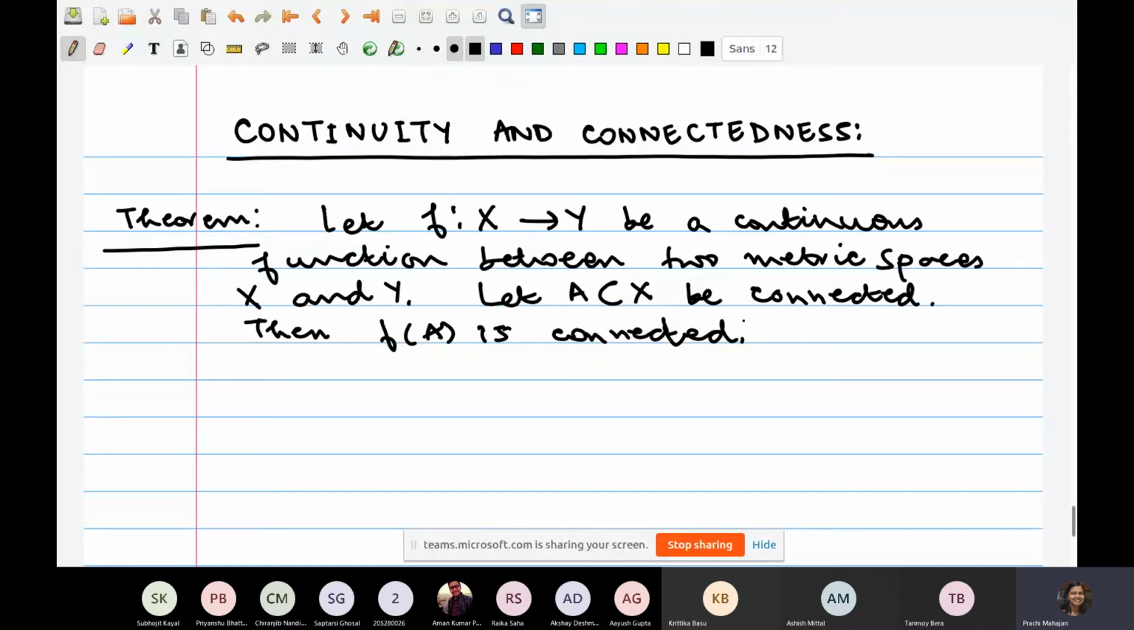Meanwhile, can you tell me what are all connected subsets of the real line? All finite subsets. Okay, all finite subsets are connected. All right, let me ask. Then what happens? One second.